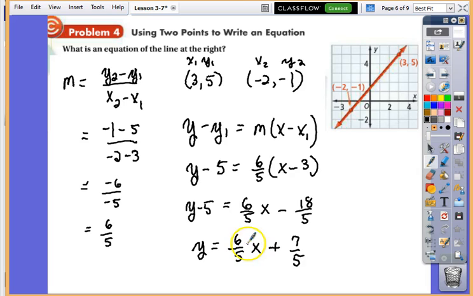If I'm not sure, I can go and check it. If I put a 3 in for x, 6 times 3 is 18. 18 over 5 is 18/5. 18/5 plus 7/5 is 25/5. The y would be a 5. 5 is 25/5, so 25/5 equals 25/5. I could also check it for the other point. If I put in -2, that gives me a -12/5. A -12/5 plus 7/5 is a -5/5, which changes to -1. And the other answer over here was -1. So if I plug in both points, it works.